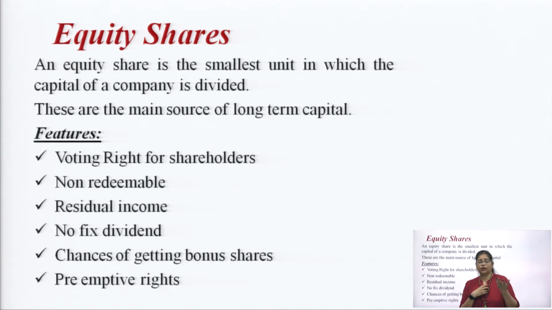Obviously, they are the ones who are taking more risk, right. So, they would always have exclusive rights that would be given to them. The first and the foremost one is they have the voting rights. All the equity shareholders have the voting rights in the resolutions that are taking place in the company, which the other options may not have.